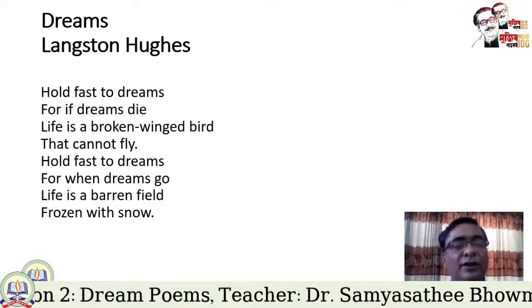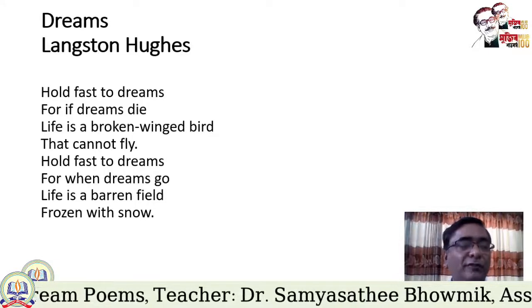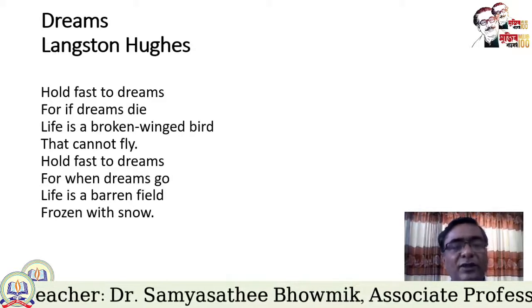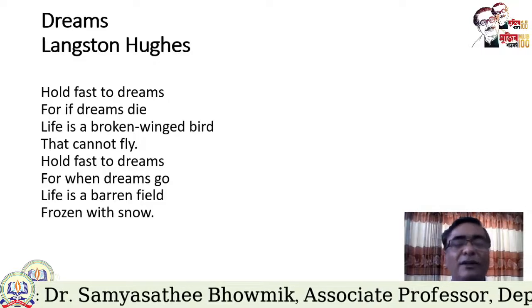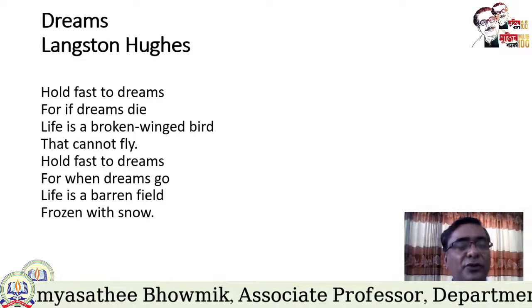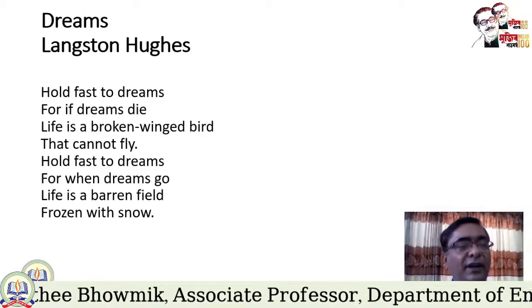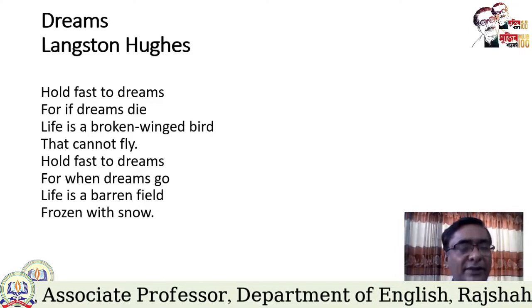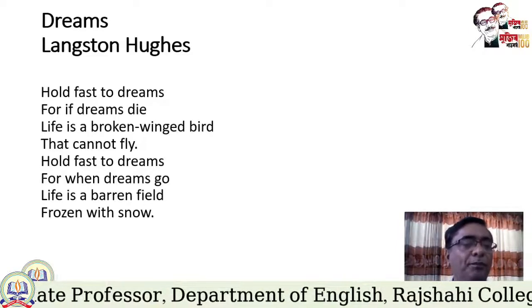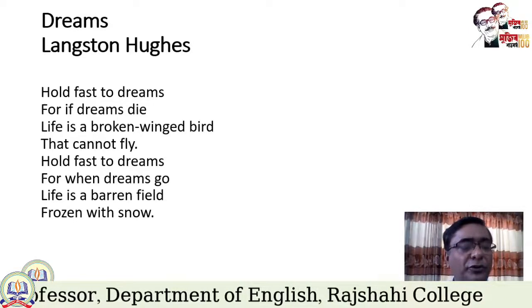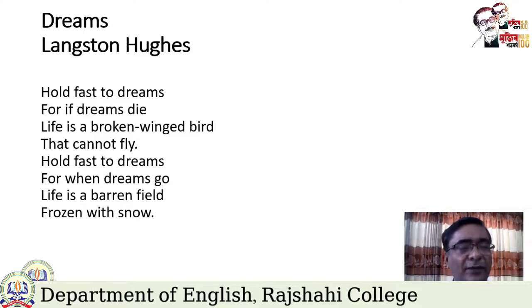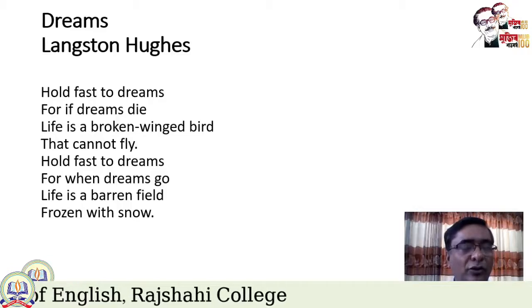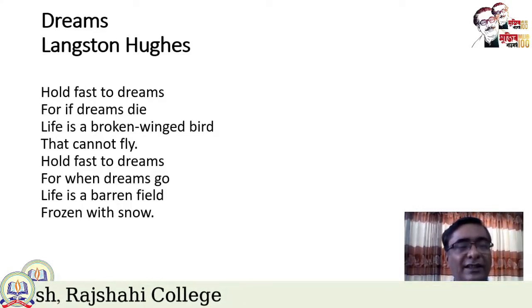Hold fast to dreams. Now, dear students, in the previous poem we got two types of dreamers. But in this particular poem, we get basically one type of dreamer, and the poet is focused on setting dreams in life, setting objectives in life, and emphasizes the significance of having dreams in life. And if we don't have dreams, then what will happen to us? That is why the poet is saying, hold fast to dreams. That means hold dreams tightly so that they can't go.